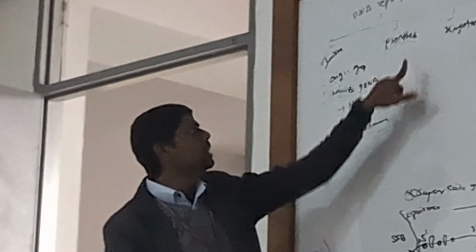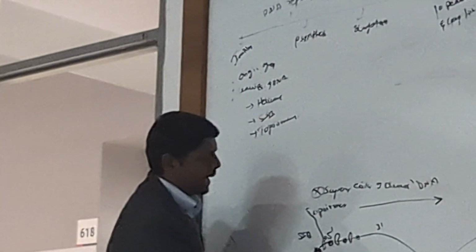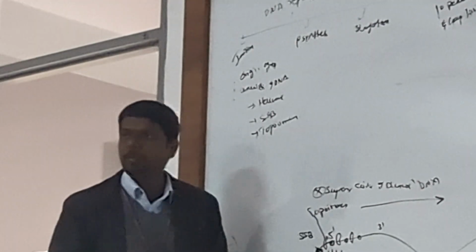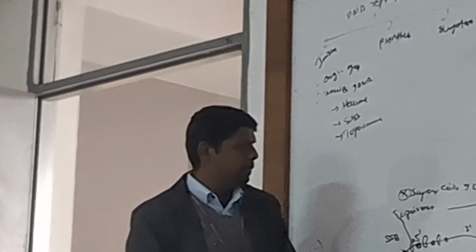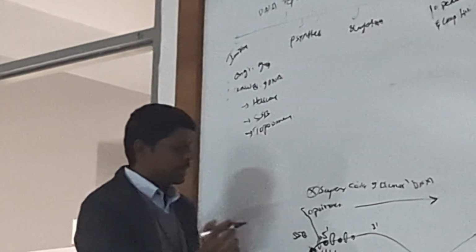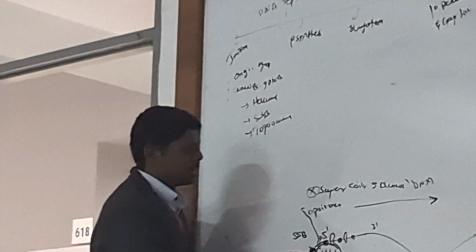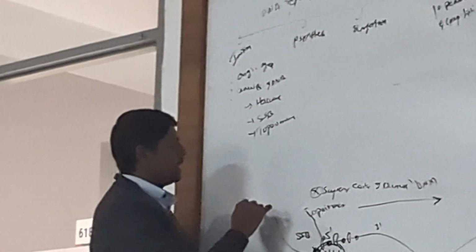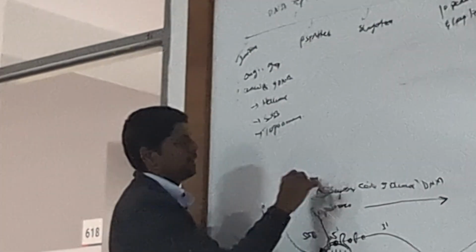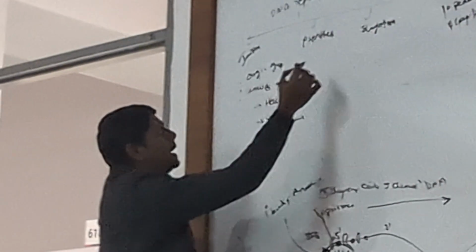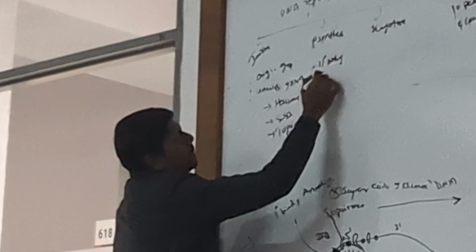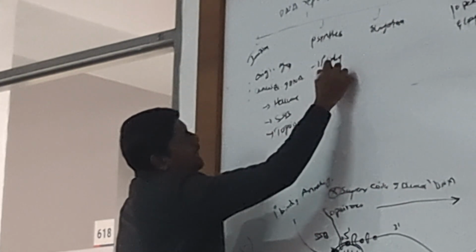Then what is the next one? Primer synthesis. Now a primer will be binded to the 5' to 3' end, right? So a primer will be binded. This binding of primer is called as annealing. Primer binding is called as annealing. Annealing means here the primer was binded.